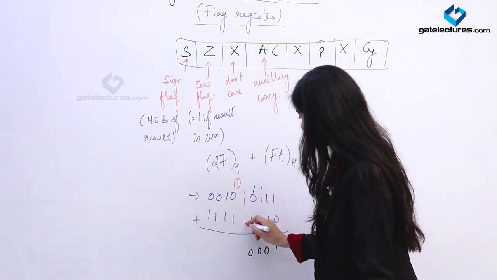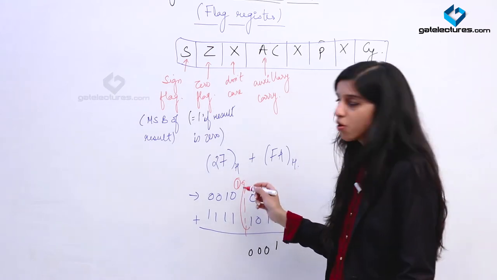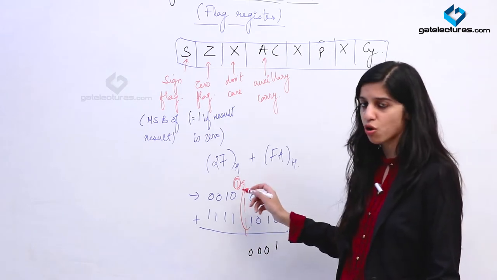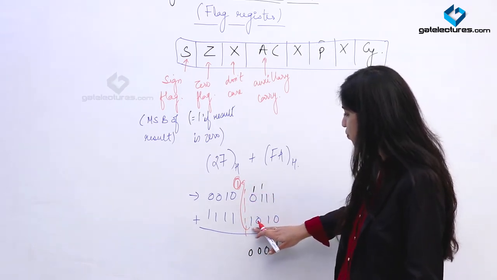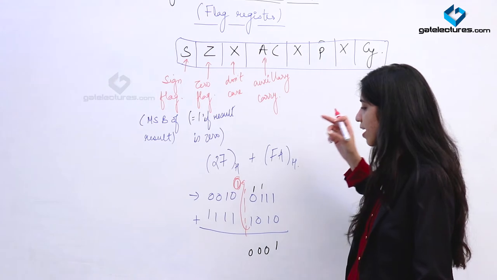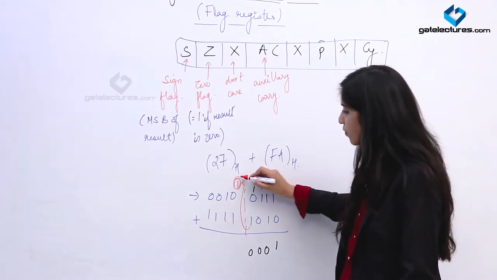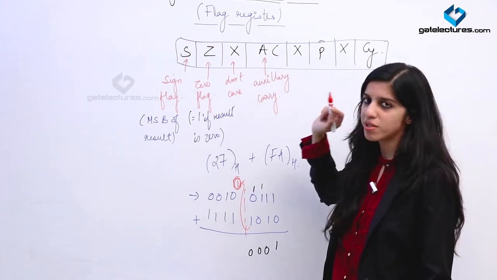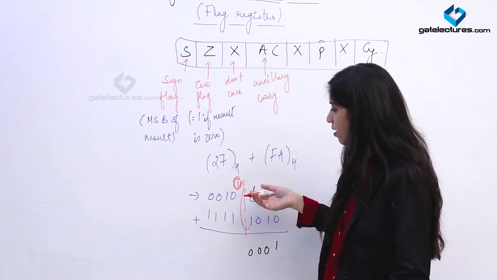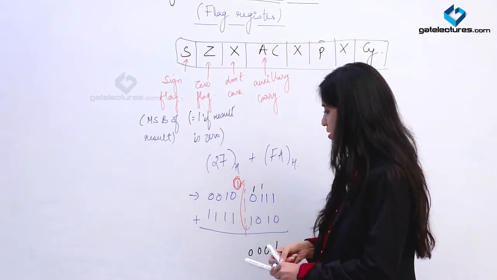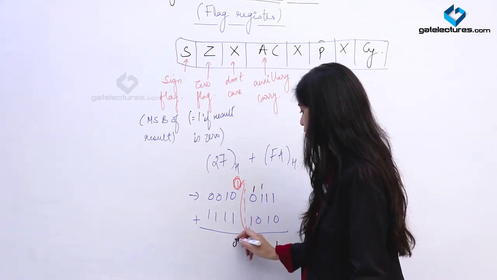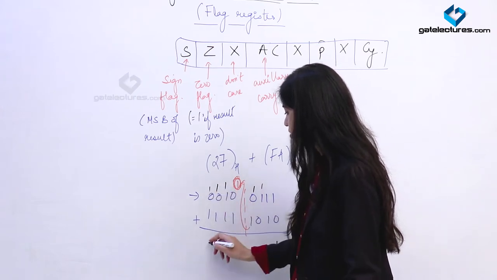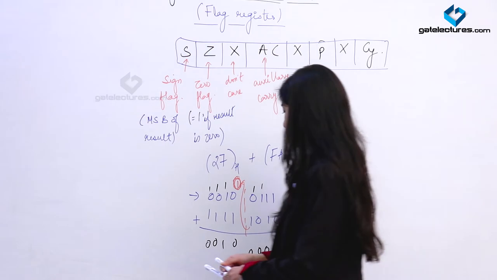Now, see, this carry that occurred from lower 4 bits to higher 4 bits is known as auxiliary carry. So if in any operation this carry occurs, this is known as auxiliary carry. If this occurs, this flag is going to be set. This flag is going to be 1. Okay, fine. Let's just complete this. So the rest is going to be 1, 0, 1, 0, and a carry of 1.